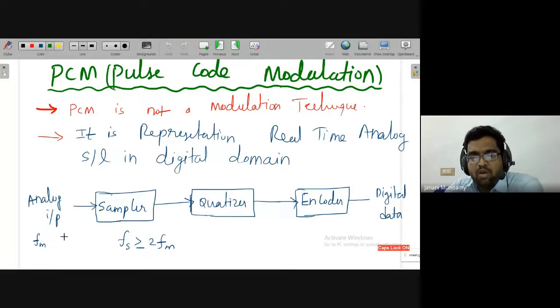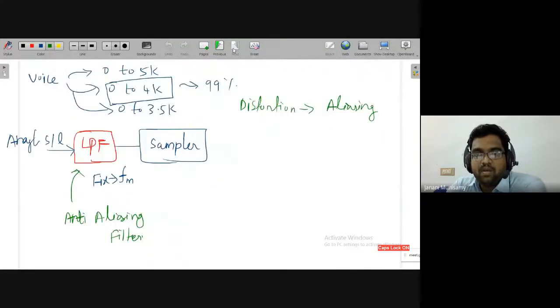Okay, somehow we have fixed what Fm is. So here I have to put one low pass filter. Once I put the low pass filter, I should know very clearly what Fm is. Before that, I do not know what Fm is. Now I am fixing Fm. The moment you fix Fm, you again have to fix Fs, the sampling frequency.